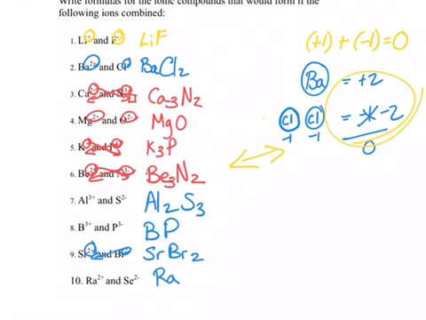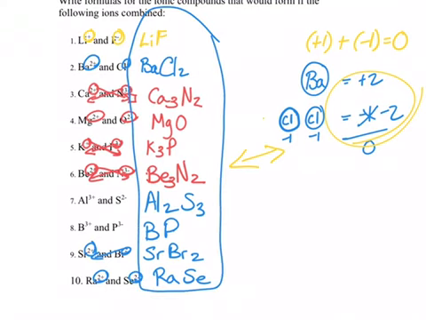And then these last 2, the same thing. They're already the exact net charge of 0 when I'm adding them together. So these are now all perfectly stable compounds.